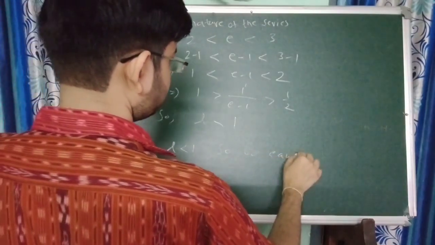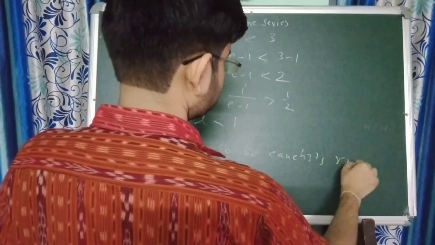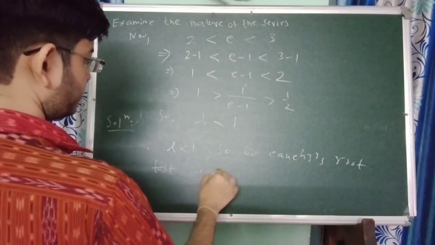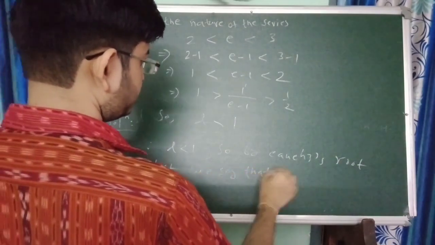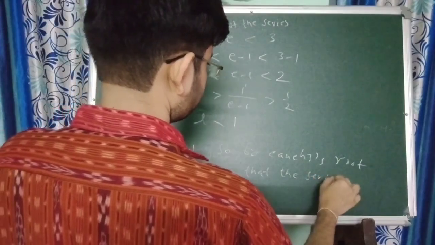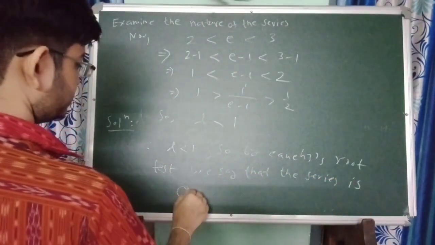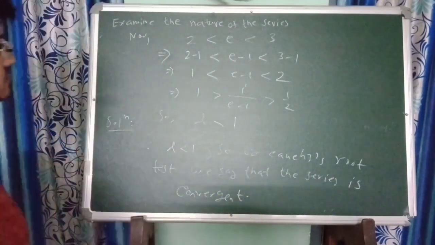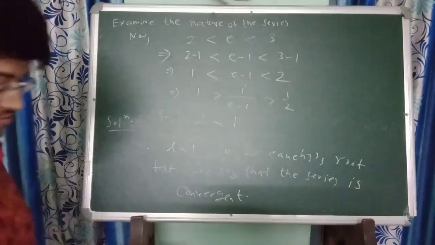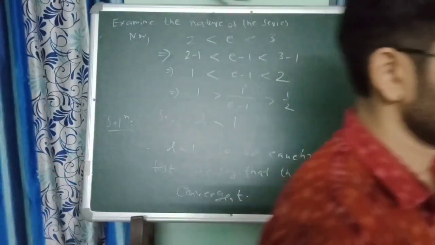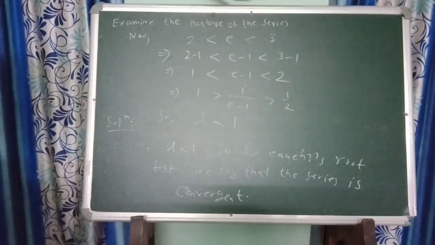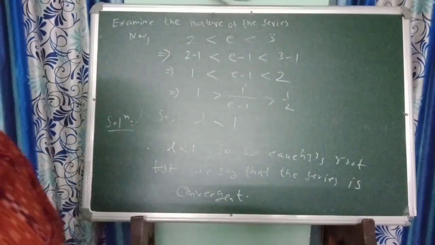So by Cauchy's root test we say that the series is convergent. So this is the complete solution of the problem, and in the next class we will discuss some more examples of Cauchy's root test and the remaining results based on this chapter, series.